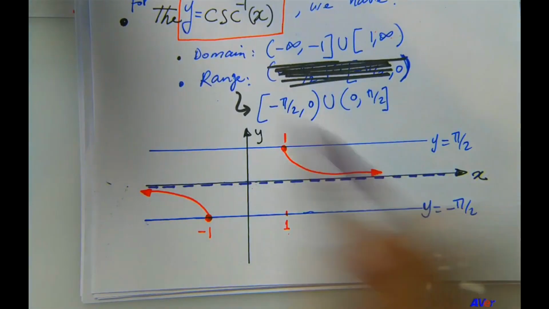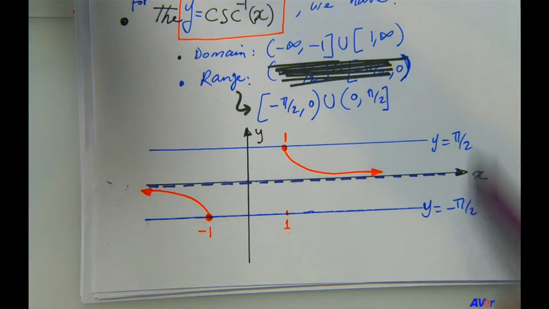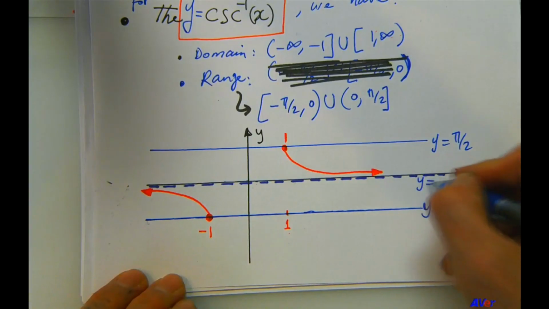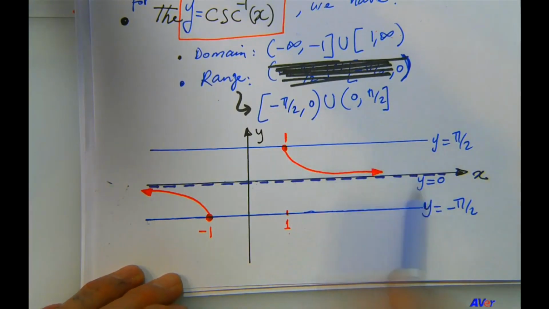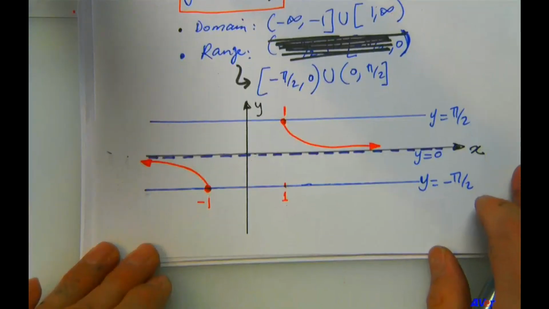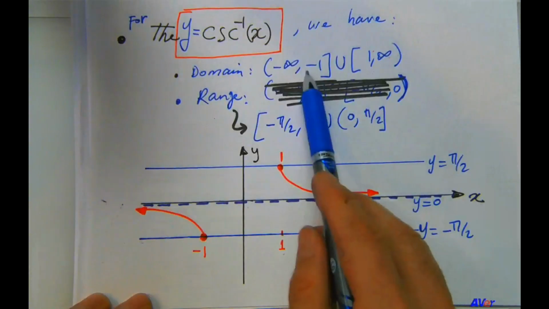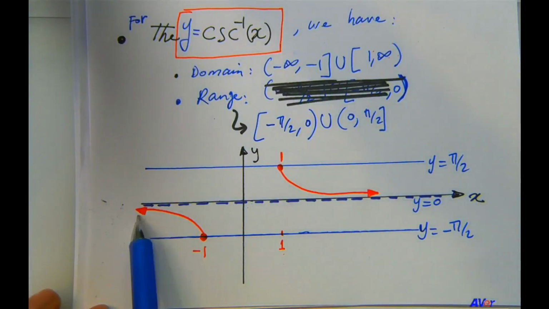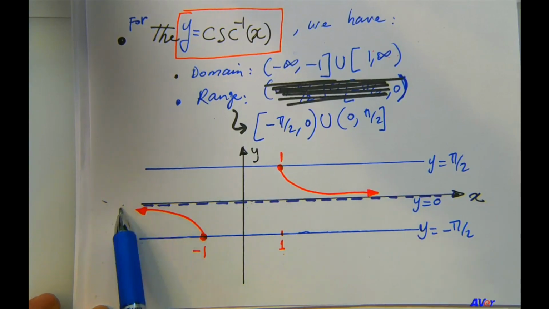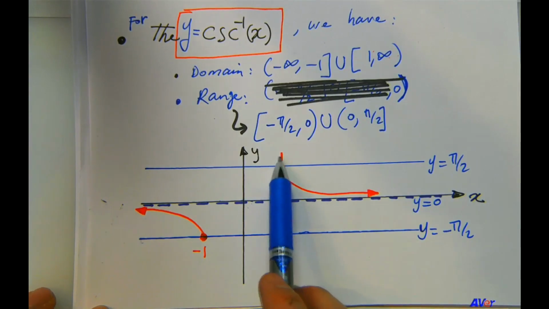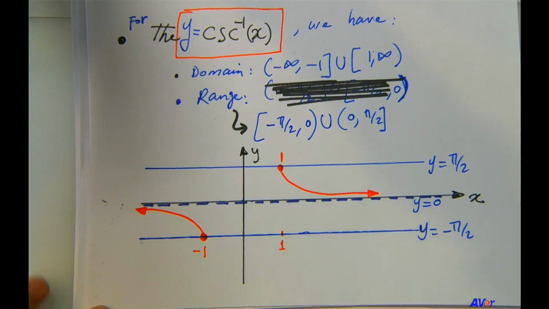Okay, so the range is from negative pi over 2 to pi over 2. We satisfied that with y equals 0 here in the middle as the horizontal asymptote, and the domain, that's along the x-axis, right? Negative infinity to negative 1, and 1 on the other side to positive infinity.